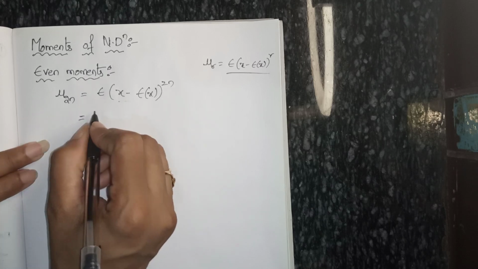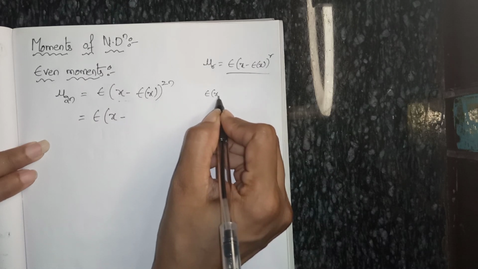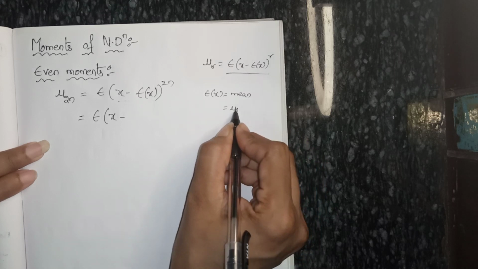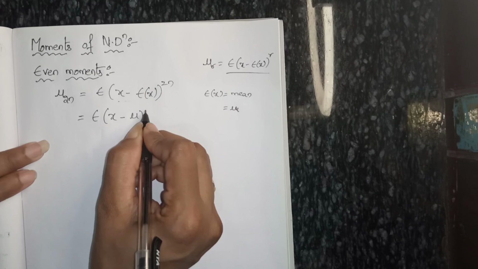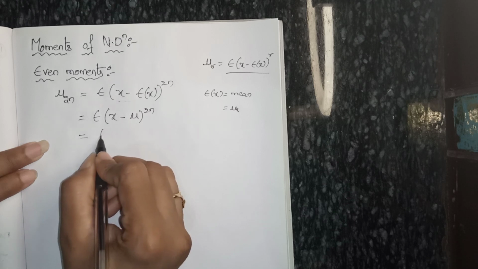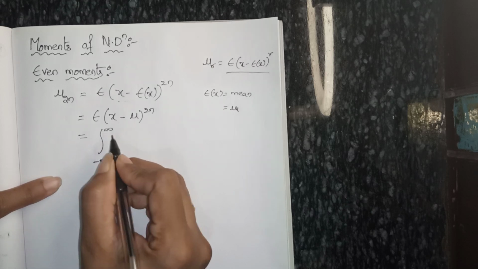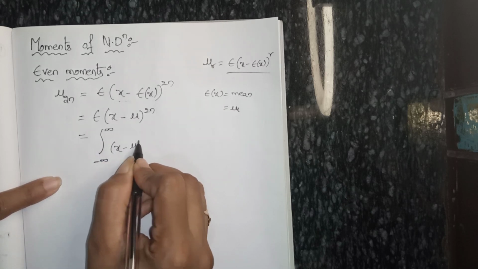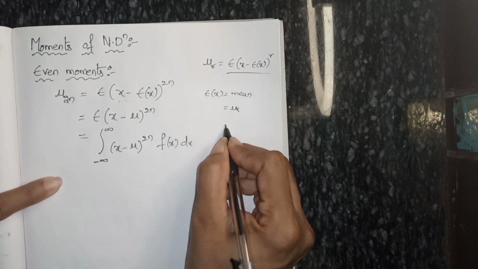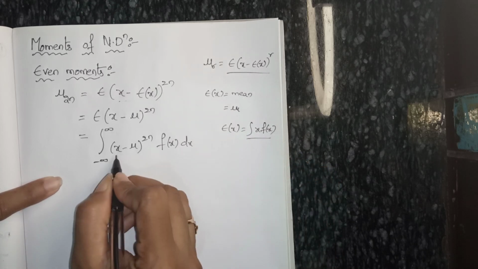So that equals the expectation of (x minus mu), where expectation of x is nothing but the mean. In normal distribution the mean value is mu. So (x minus mu) whole power 2n. That equals the integration, and the normal distribution limits are from minus infinity to plus infinity, of (x minus mu) whole power 2n into f of x dx. Expectation of x equals the integration of x into f of x, so in this way we have written this.